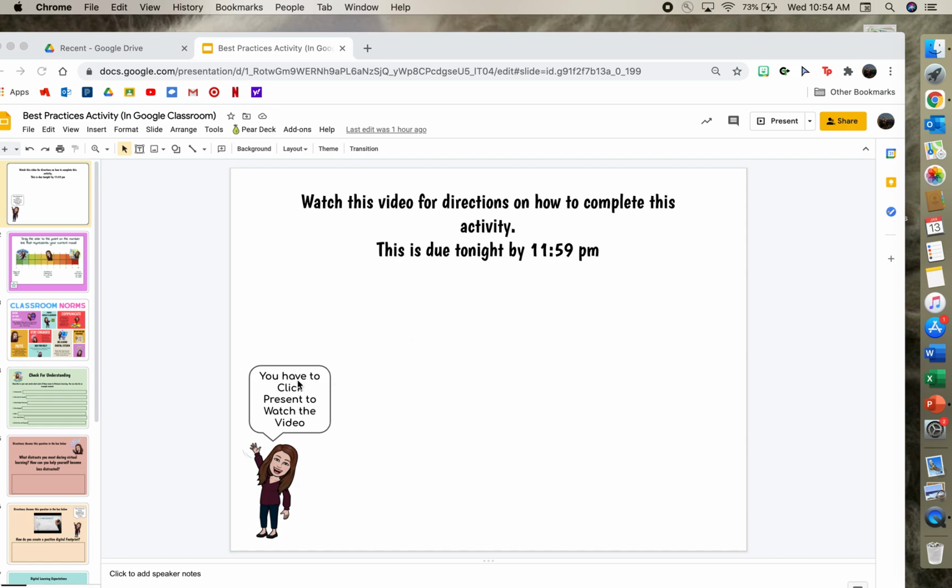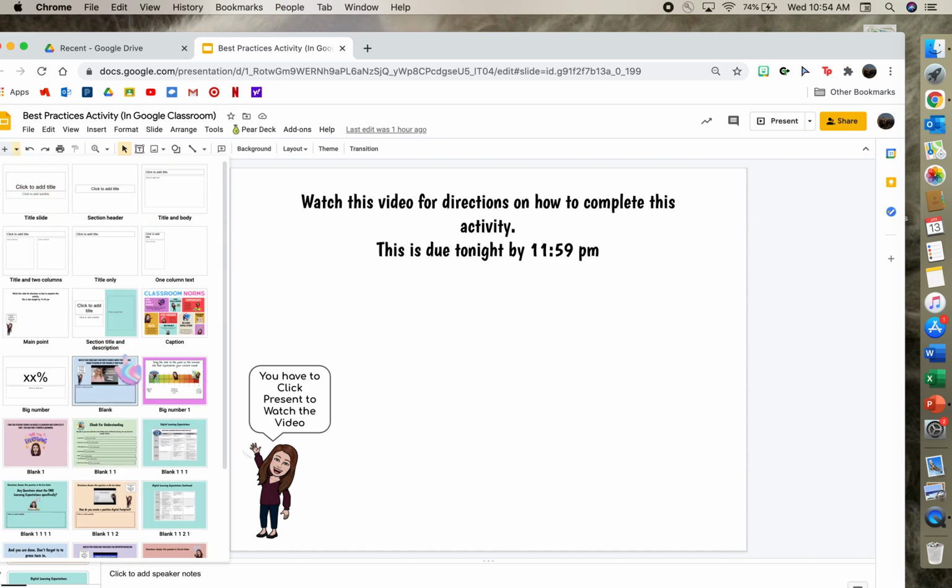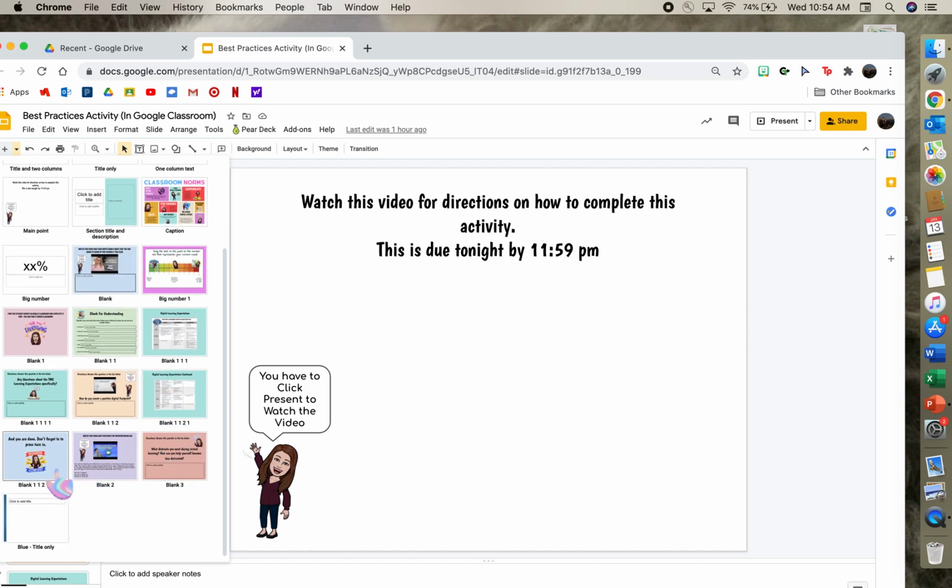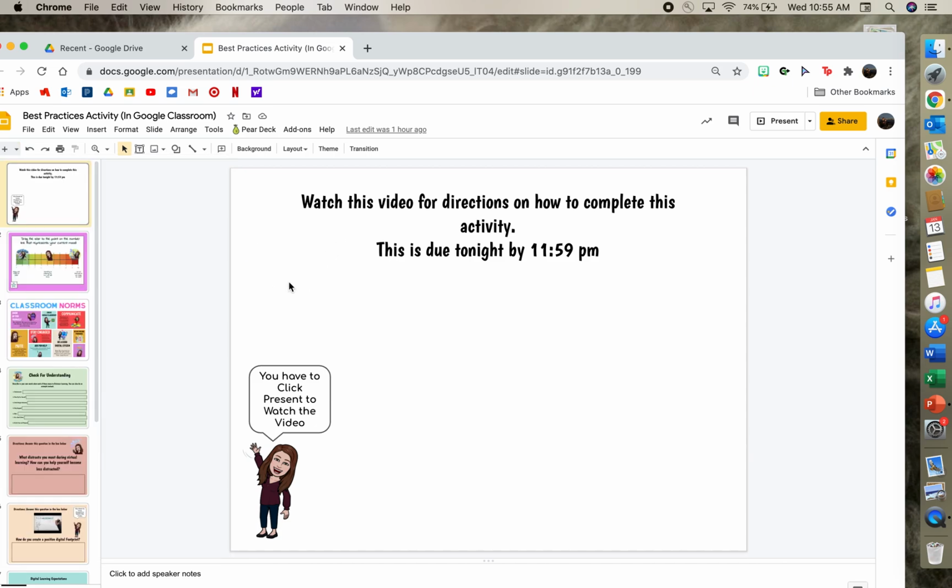But please be aware, you have to be in present mode to watch the video. Everything on this slide cannot be deleted, just to make sure that you don't delete anything by accident. If for some reason you do delete a slide, if you go up to add slide, you'll see all of the slides are already there. So let's say that you delete this slide, you can always click that and add it back. So you don't have to get a hold of me if something deletes. You can always just go to add slide and you'll find the different slides. Like I said, if you delete this one, you can always click it and get it back.